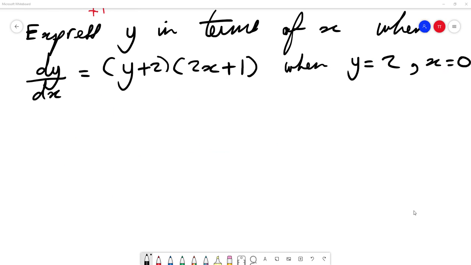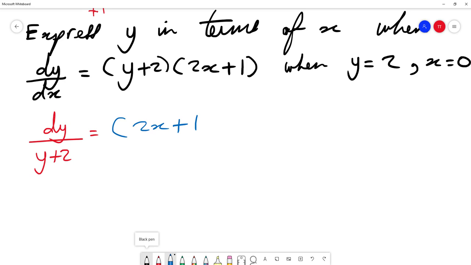So the next question says express y in terms of x when dy/dx equals (y plus 2) times (2x plus 1), when y equals 2 and x equals 0. So what I'm going to do is write it as the following. I'm going to get all the y terms on one side, so I get dy over y plus 2, and then all my x terms on the other side, so I get (2x plus 1) dx. So now I can integrate both of these.